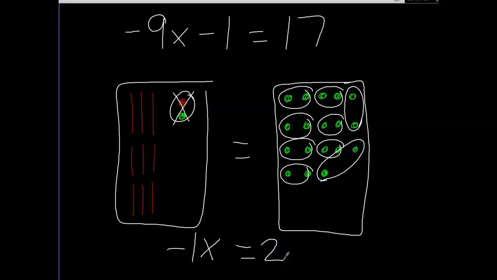But remember, we don't want to know what a negative x equals. We want to know what a positive x equals. So if I say the opposite of negative 1x is positive 1x, I have to make the other side the opposite as well. So the opposite of positive 2 is negative 2. So 1x equals negative 2, or x equals negative 2.